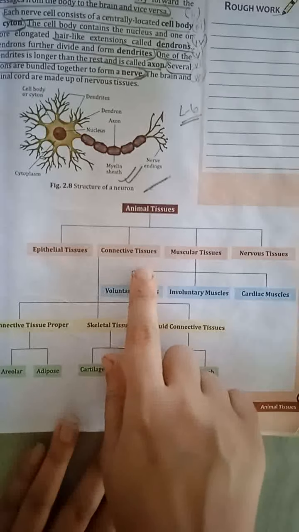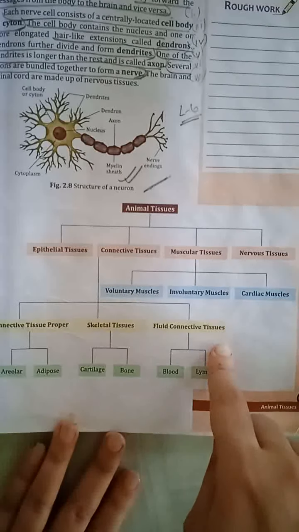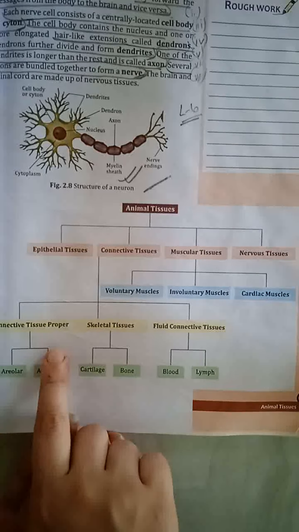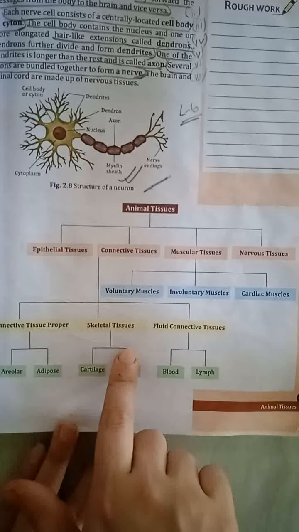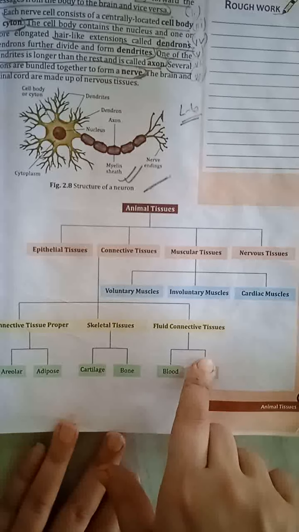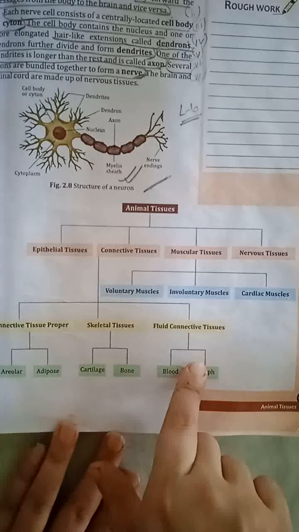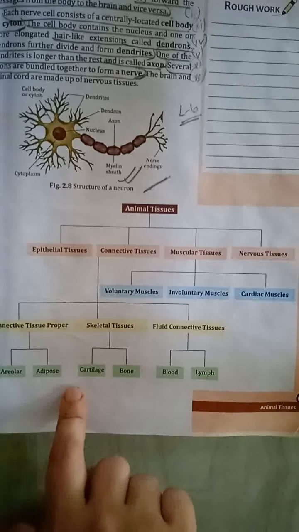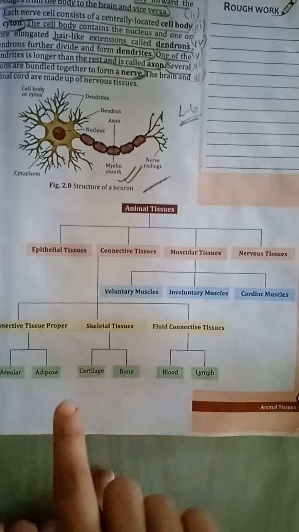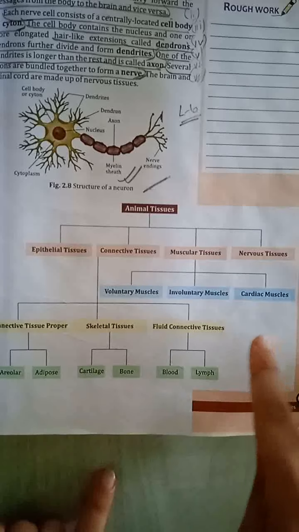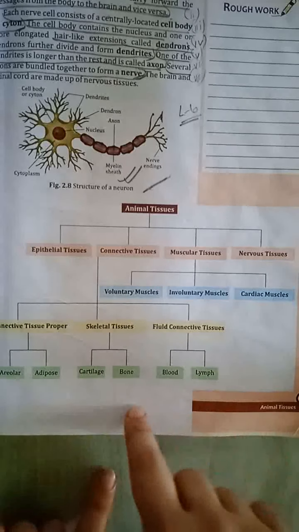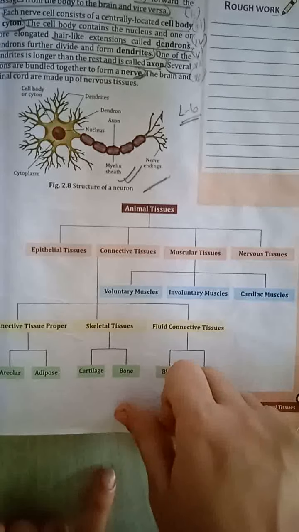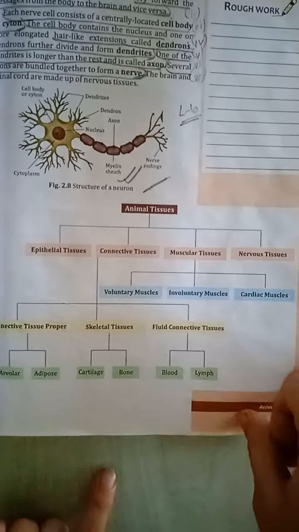Now, connective tissue was classified into 3 main types. First one is connective tissue proper, next one is skeletal tissues, and the third one is fluid connective tissue, which are further classified into different types. Connective tissue proper is of 2 types, areolar and adipose. Skeletal tissues are of 2 types, cartilage and bone. And the fluid connective tissue is of 2 types, blood and lymph. Blood is also further classified into 4 categories: RBCs, WBCs, platelets and plasma.